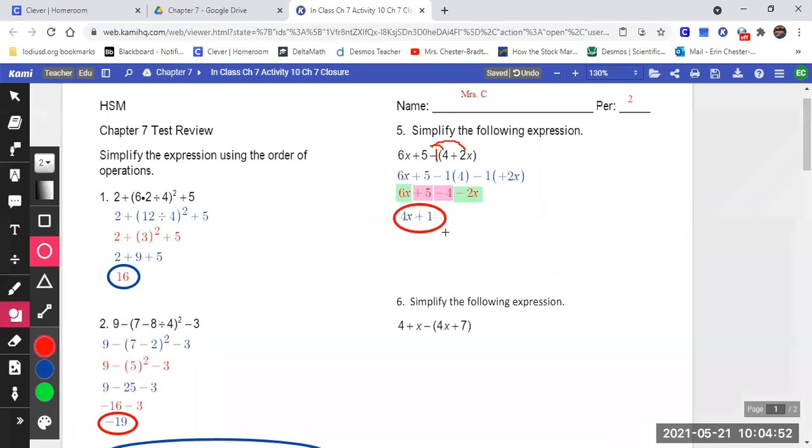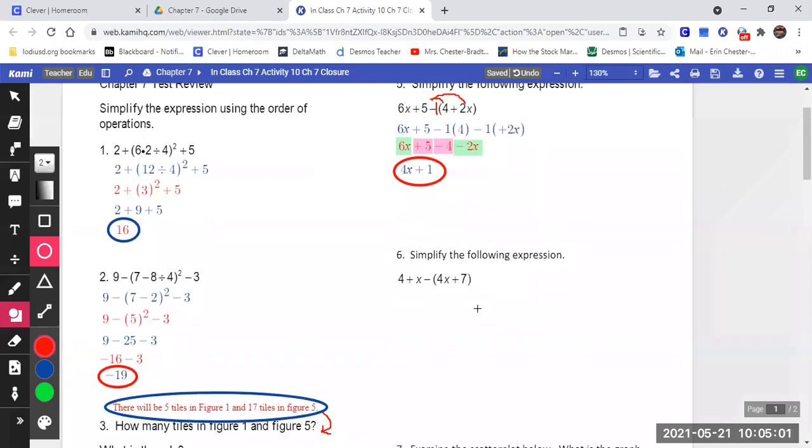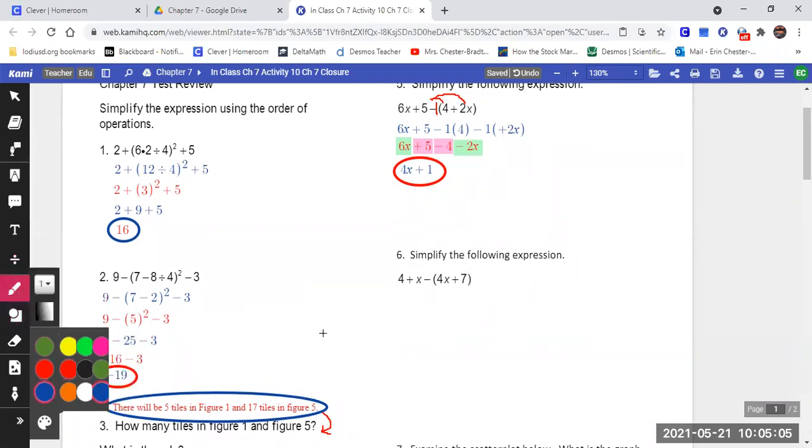There's no way to solve it. There is no equal sign. This is not an equation, this is an expression. They just wanted you to make it look simpler. That's it. So this one's the same process. We know that there's a negative 1 hiding right here. We know I have to multiply the negative 1 times each piece in the parentheses.